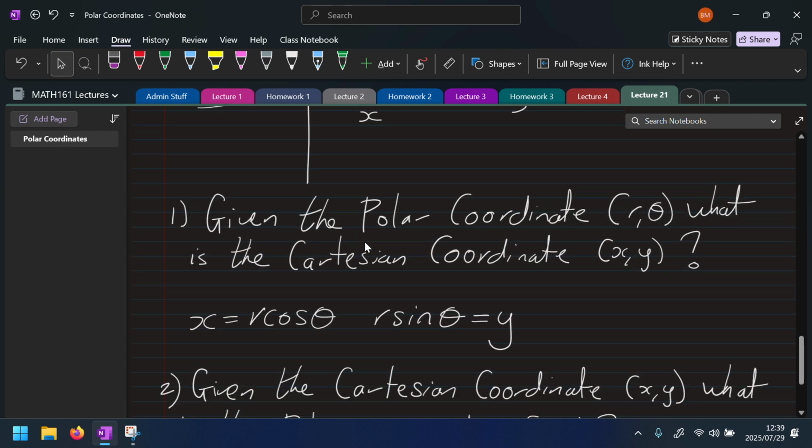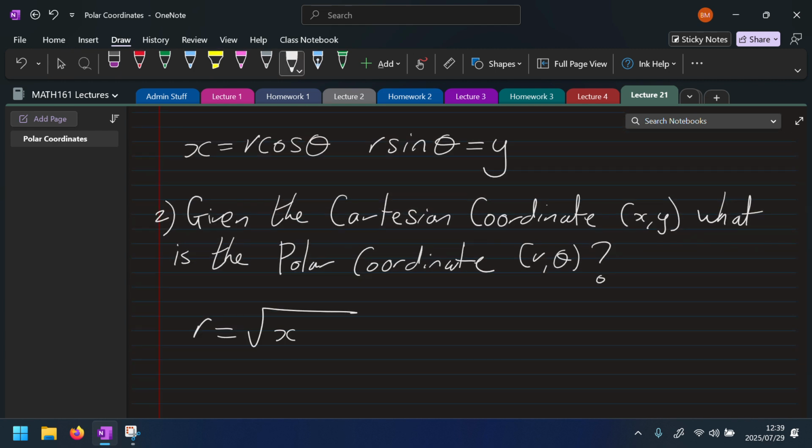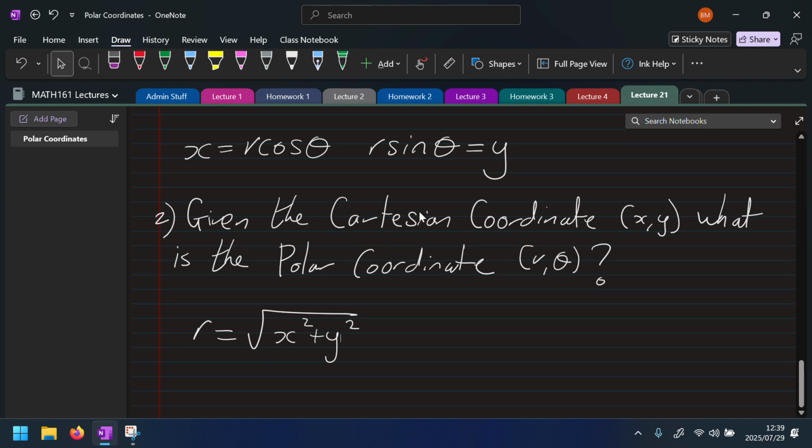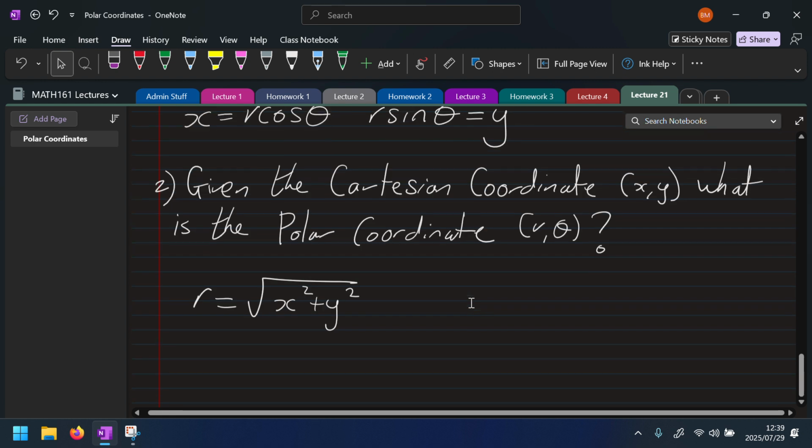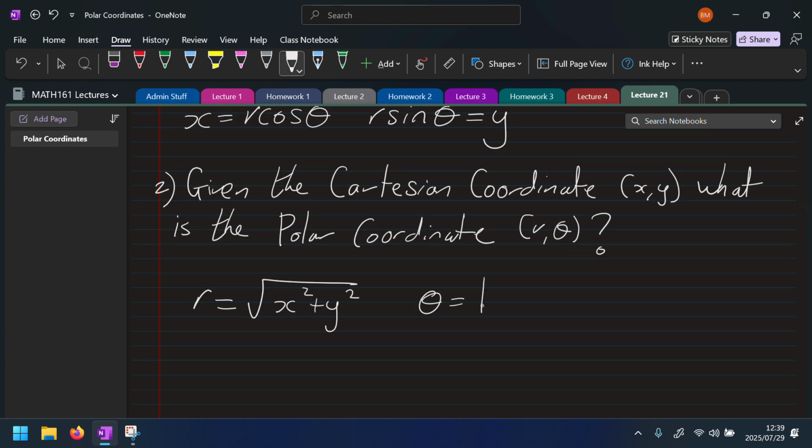Pythagoras. Good. So that's going to be root x squared plus y squared. Again, we're given x and y. We want to know r. It's just Pythagoras. Okay, again, we go back up to the triangle. We're given x and y. Again, we're not given anything else. And now the question is, what is theta? So arctan of y over x. Good. Okay, easy stuff.